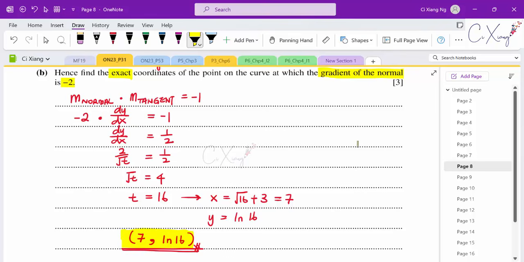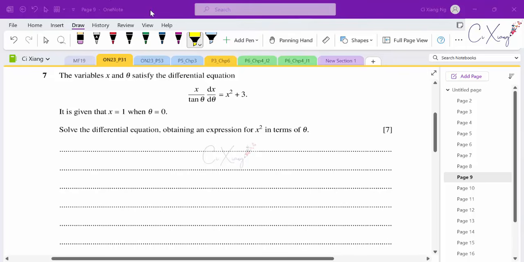Okay, so this is how we get the coordinate when the gradient of the normal is equal to -2. We try to link it with the gradient of tangent, which is equal to dy dx. So this is how we solve question number 6.